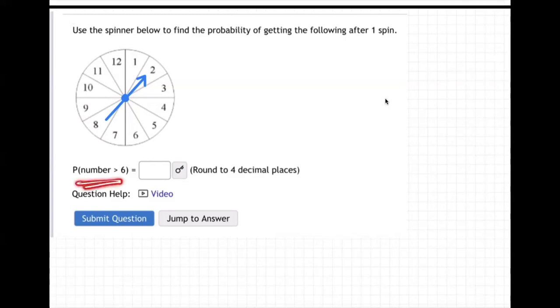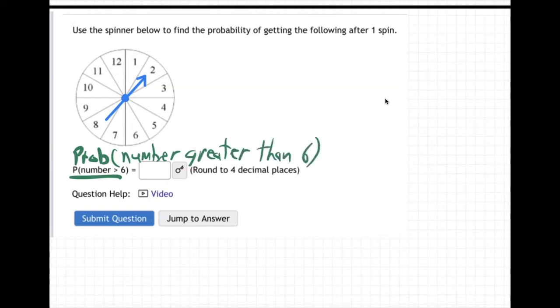And down here is the question. What is the probability that the number is greater than 6? That symbol, greater than. So if that spinner spins around and around, it's going to stop somewhere, like right here, it stopped on the 2. What's the probability that the number it stops on is greater than 6?